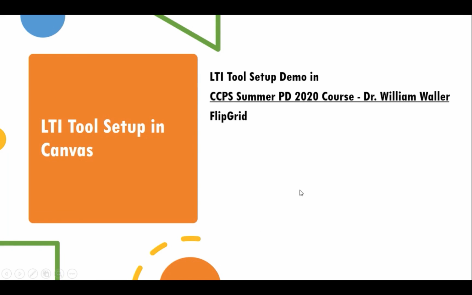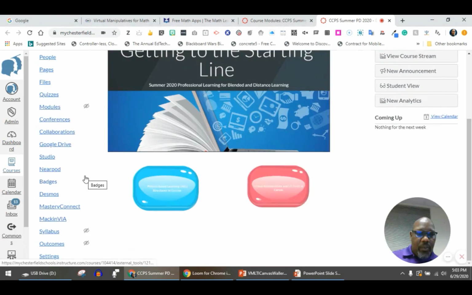So how do you set them up? We're going to go through a setup where I'm going to be setting up Flipgrid. So again, we are in the course. Once the app is set up, you will see it listed over here. And at that point, you'll be able to use it in Canvas. And you notice that I already have some over here.